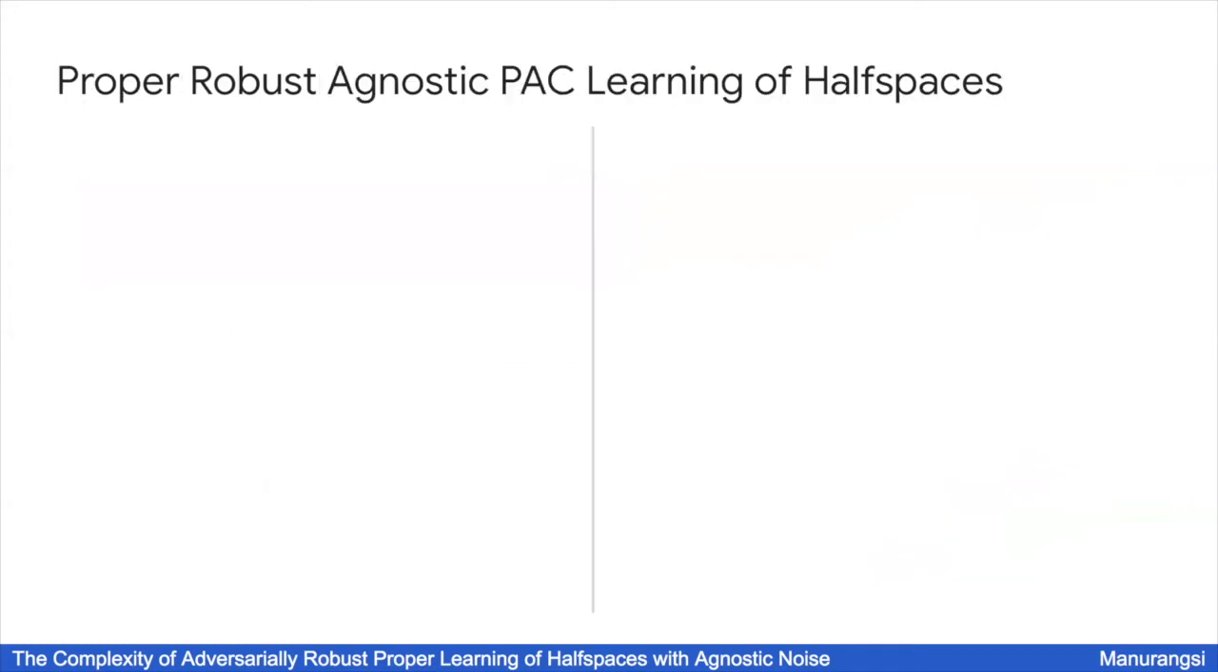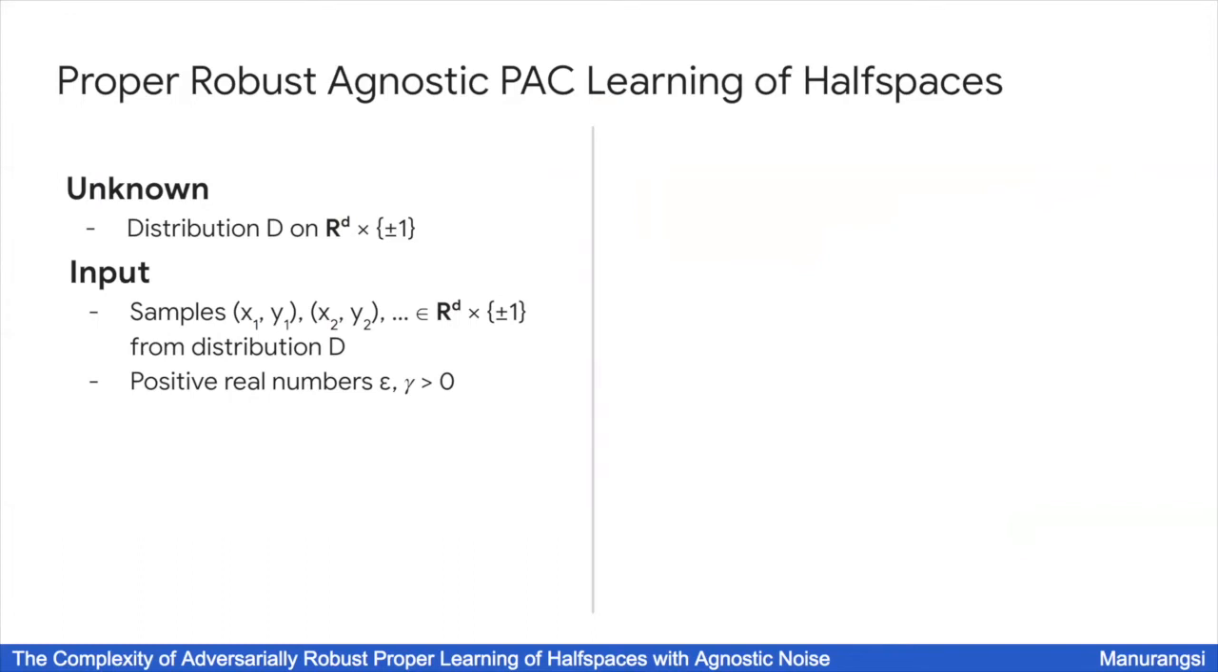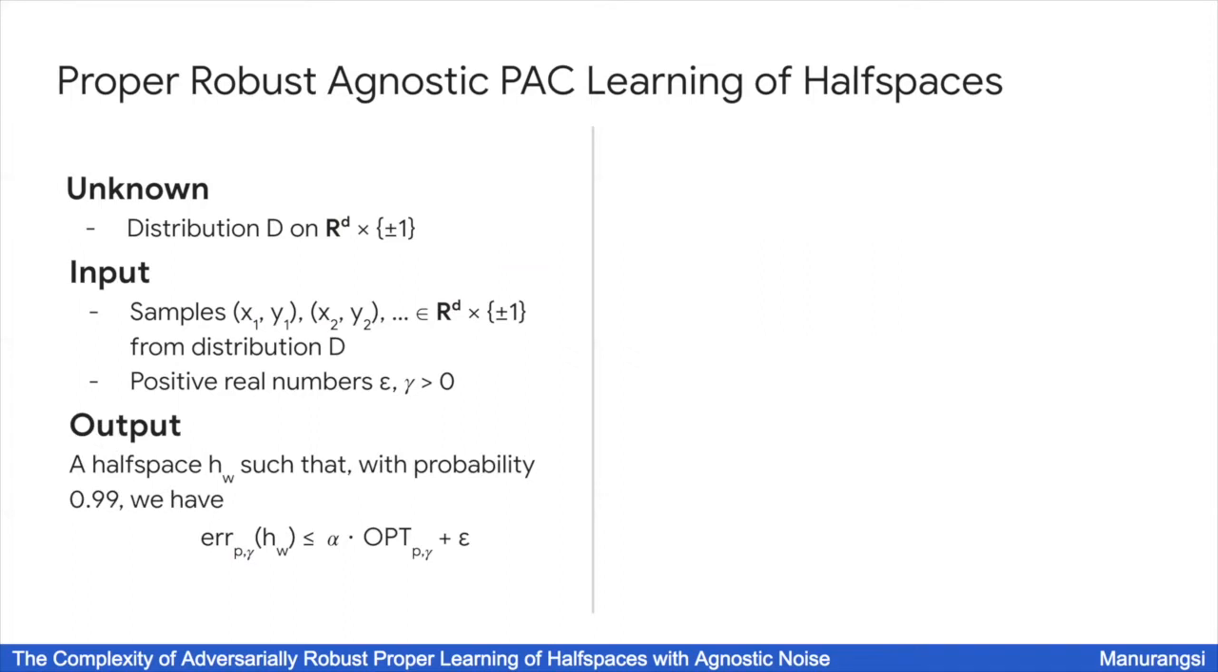All right, so with all the definitions in mind, we can attempt to define the problem that we want to solve. So again, we have an unknown distribution D on R^d times plus or minus 1. And we are given, once again, a bunch of samples from this distribution D and the accuracy parameter epsilon. And additionally, we are also given the robustness parameter gamma. Our goal here will be to output a half space h_w such that with high probability, our gamma robust error of w is no more than alpha times OPT plus epsilon.